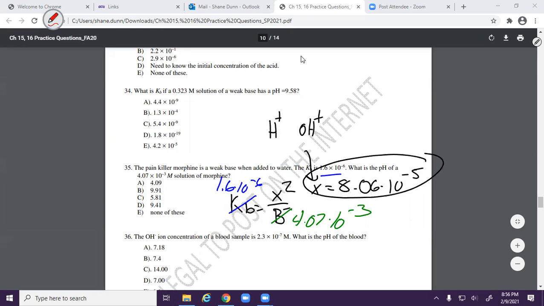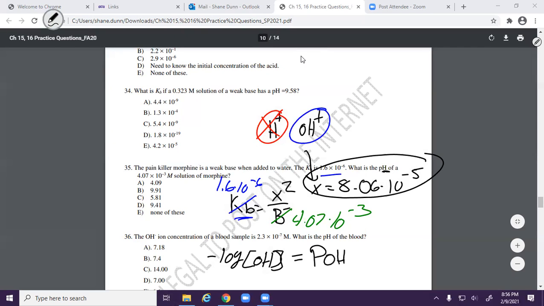If you're dealing with Ka, it's H. Are we dealing with Ka? No. We are dealing with Kb, right? It's a concentration of OH, right? What are we looking for? Well, if I plug that into the negative log of OH, what do I get instead? I get pOH, correct? Is pOH and pH the same thing? No, but I can use those guys to solve for each other, right? Cool. So what's the pOH you get?